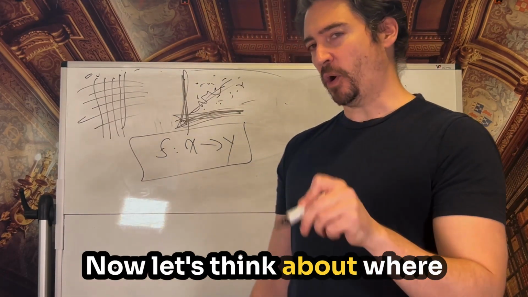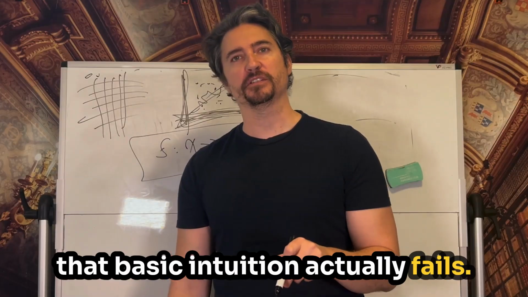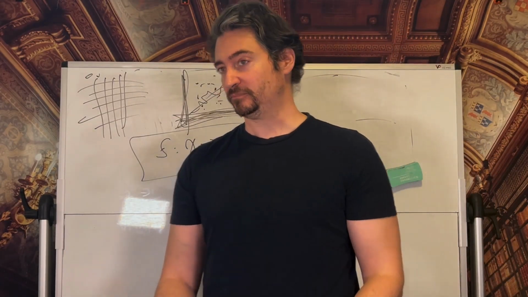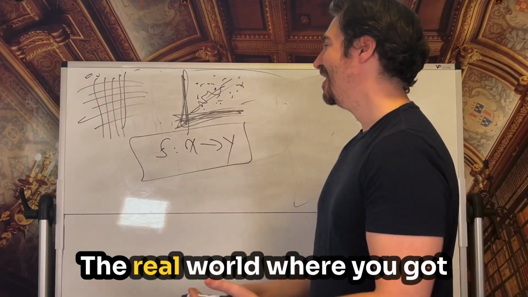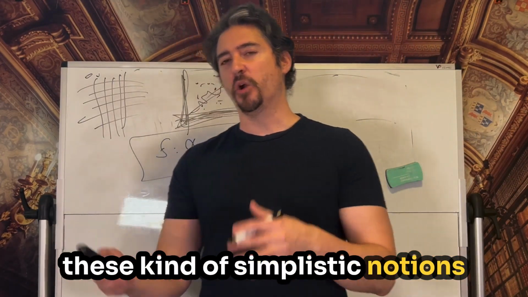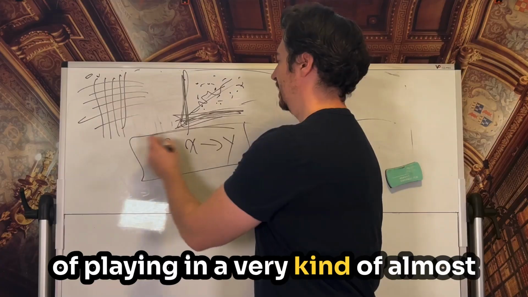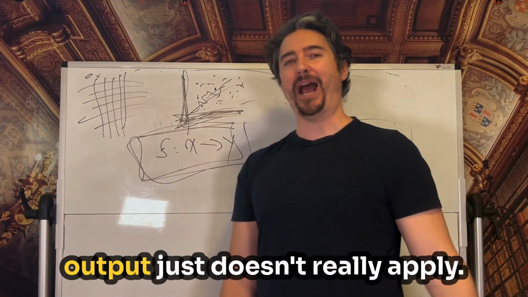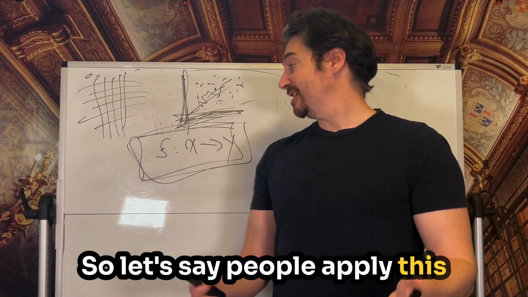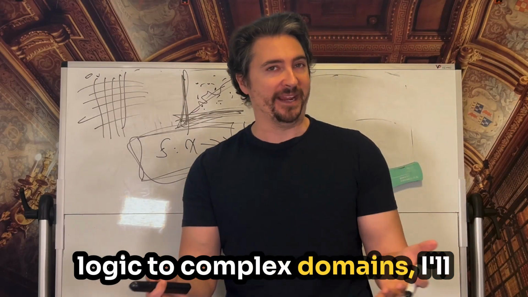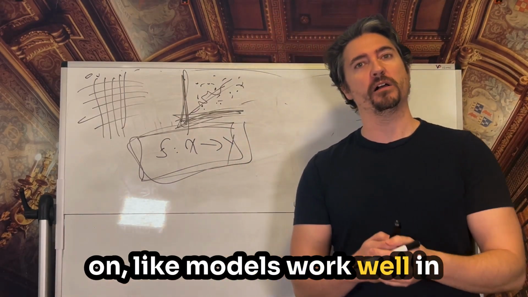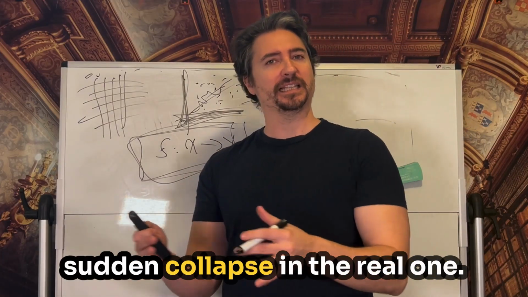Okay, now let's think about where that basic intuition actually fails. Let's apply the same logic to what you might call the complex domain, i.e. the real world, where you have lots of different variables and these simplistic notions of a static mapping between input and output just don't really apply. So people apply this logic to complex domains, and they notice some strange failures: models work well in simple settings, but then all of a sudden collapse in the real one.